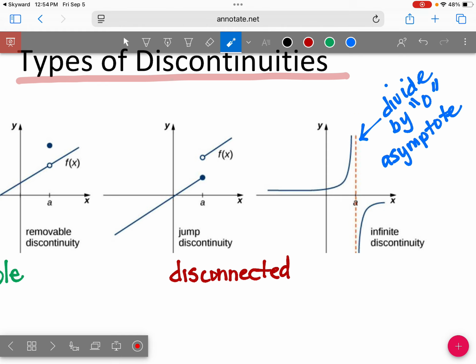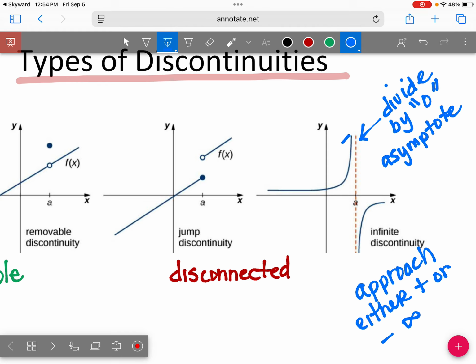But if you think of this as an asymptote, on both sides of that wall, the graph should approach either positive or negative infinity. So this one just happens to be one where on one side is going up and the other side is going down. But you can have an infinite discontinuity where both sides are going up or both sides are going down.